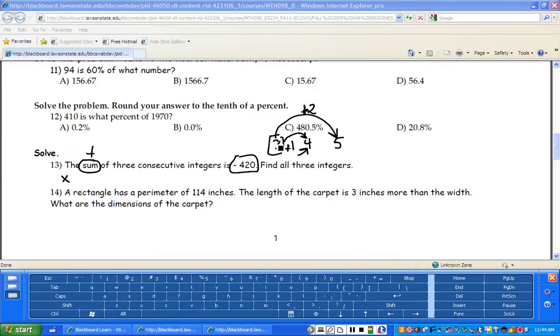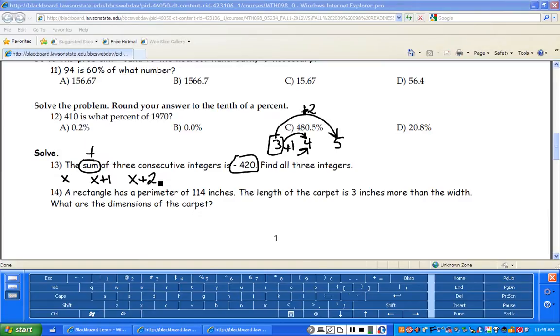So 3 being the first number, to get the next number, I just add 1 to the 3. That gives me 4. To get the third number, I add 2 to the 3, and that gives me the 5. So that's how I would get 3 numbers consecutively. So now, going back to our problem, if x is the first number, to get the second number, I say x plus 1. So my first number plus 1 would give me my second number. Just like we said, 3 was our first number, and our first number plus 1 gave us our second number. So our first number is x, x plus 1 is our second number. So to get our third number, we say our first number plus 2.